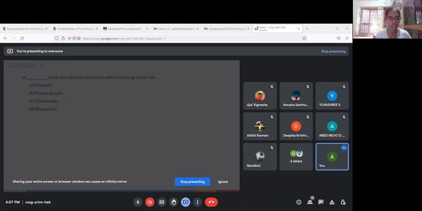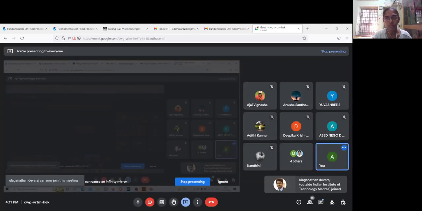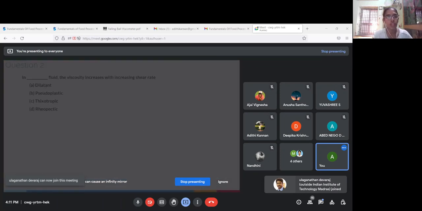And pseudoplastic also decreases viscosity, but with increasing shear rate. And dilatant is the one that undergoes an increase in viscosity with increasing shear rate. To summarize, dilatant are shear thickening fluids that experience an increased internal friction with increasing shear rate. As you give more shear rate, the internal friction between the molecules will also increase, and hence the apparent viscosity increases.